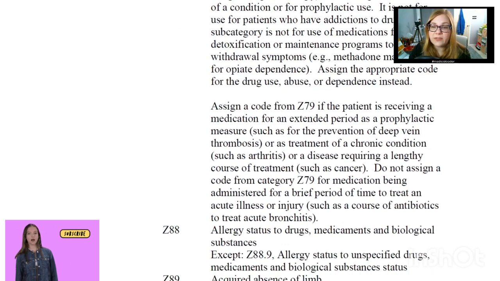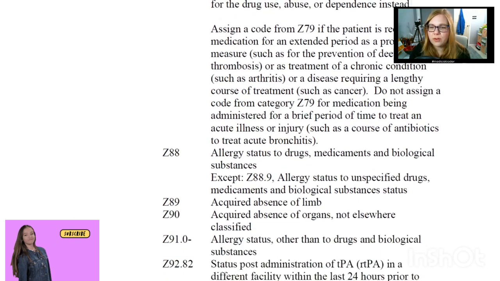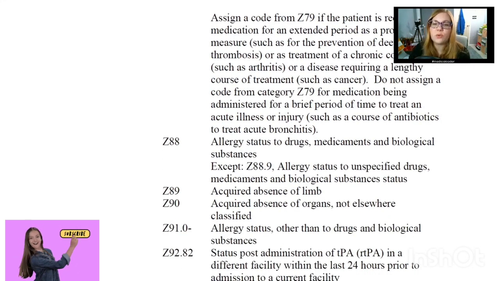Assign a code from Z79 if the patient is receiving a medication for an extended period as a prophylactic measure, such as for the prevention of deep vein thrombosis or as a treatment of a chronic condition such as arthritis, or a disease requiring a lengthy course of treatment such as cancer. Do not assign a code from category Z79 for medication being administered for a brief period of time to treat an acute illness or injury, such as a course of antibiotics to treat bronchitis.